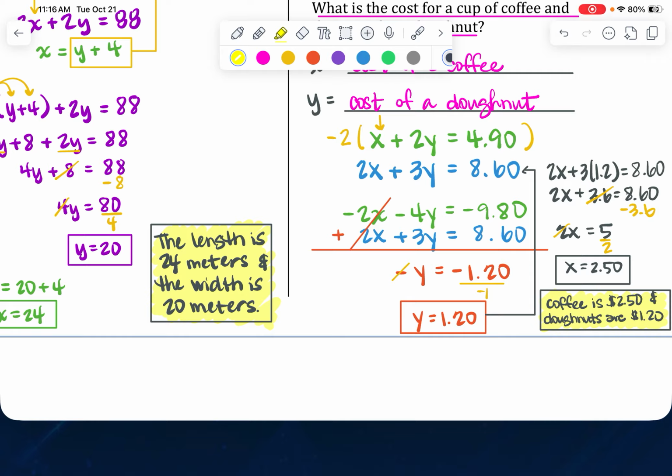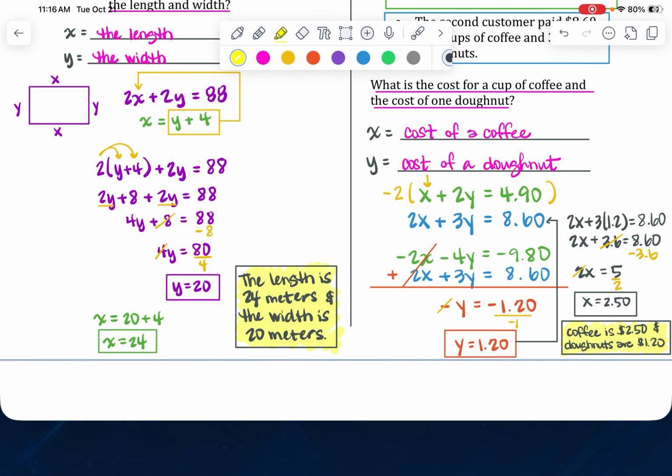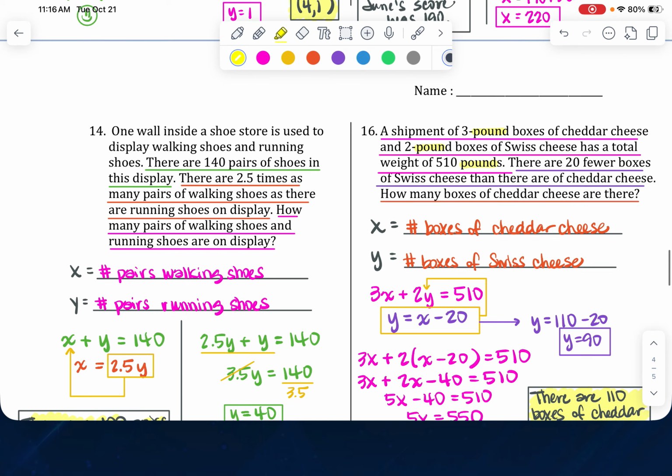All right, and then I'm going to check the other one just to be sure. So the other customer bought 2 coffees at $2.50 apiece plus 3 donuts at $1.20 apiece. And yes, my calculator tells me that's $8.60, right? So yay, I know that has to be correct. All right, that was a whole lot of work.